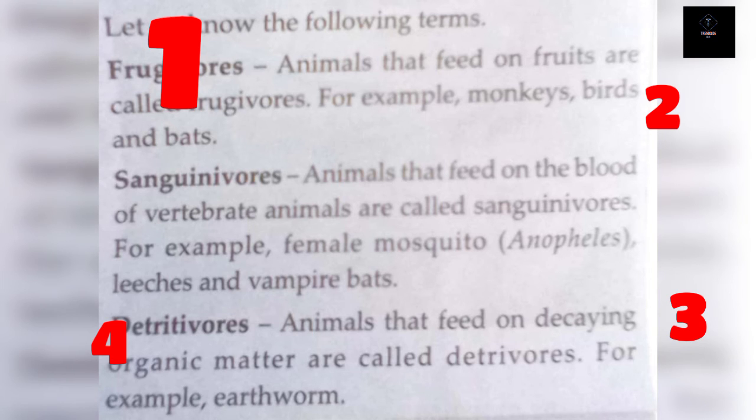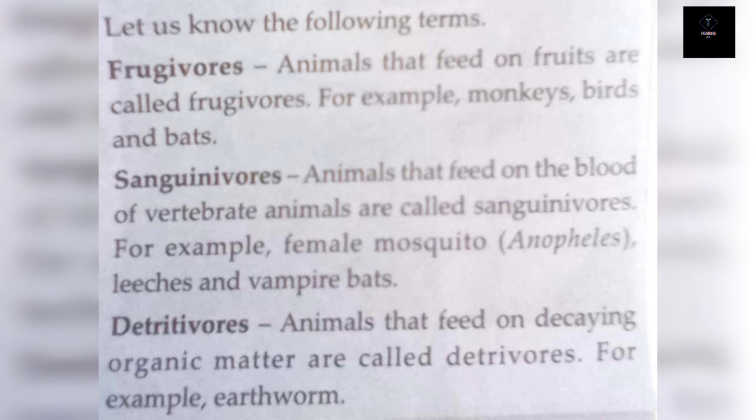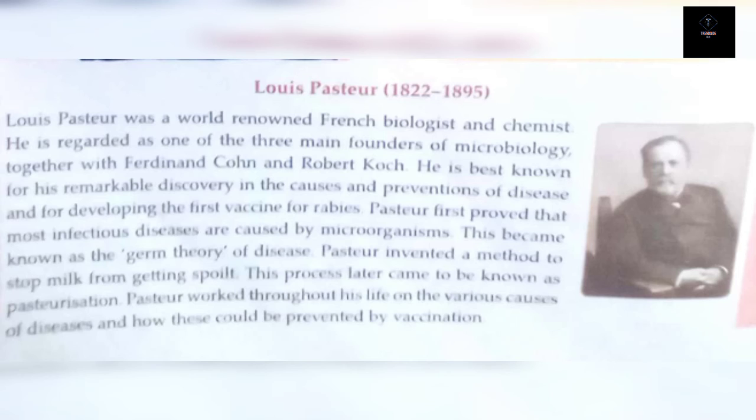So now let's see what frugivores are. Animals that feed on fruits are called frugivores, and sanguinivores are the animals that feed on the blood of vertebrate animals. For example, the female mosquito, that is Anopheles, leeches, and vampire bats. And detritivores are the animals that feed on decaying organic matter, for example earthworm. So you have to learn all of this.